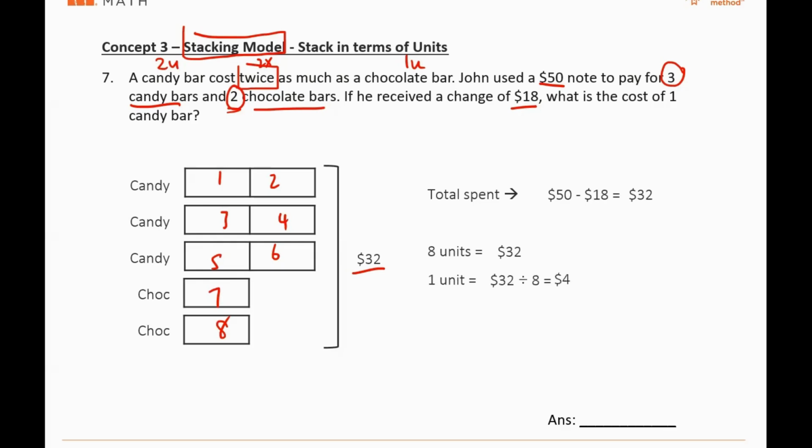So we go to the question. The question wants us to find 1 candy bar. So just 1. 1 candy bar is 2 units. So 2 units will just be $4 times 2. The answer is $8.